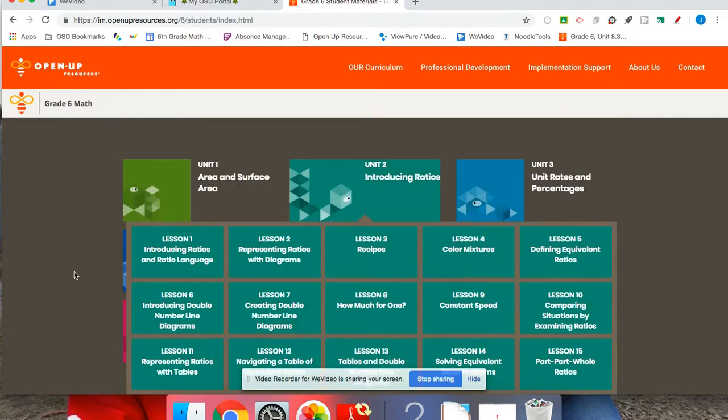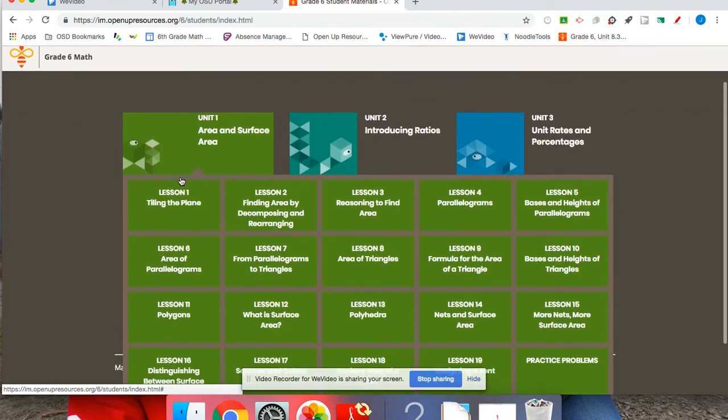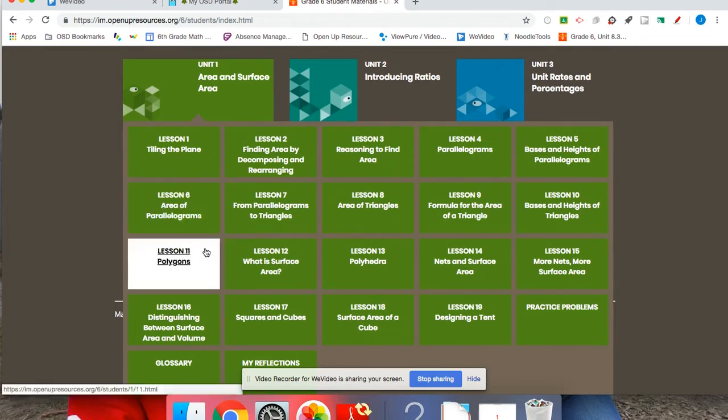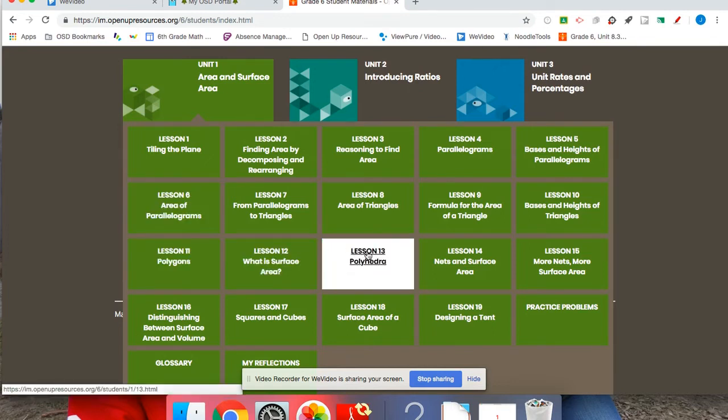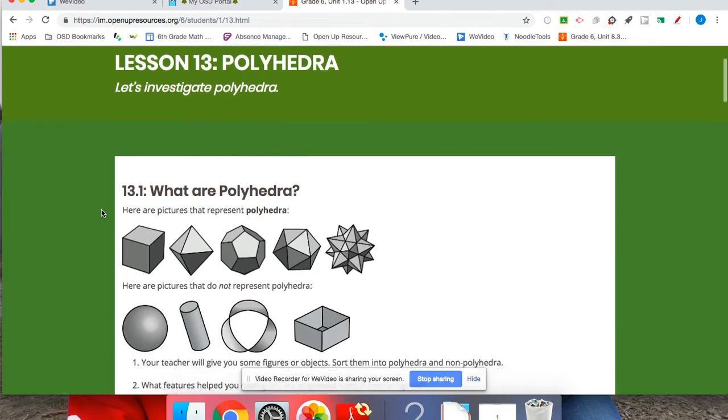These are our 9 books, and we are in book 1, unit 1. So let's just look there. Right now, we are working on lesson 13. So lesson 13 is right here. Lesson 13 is on polyhedra.